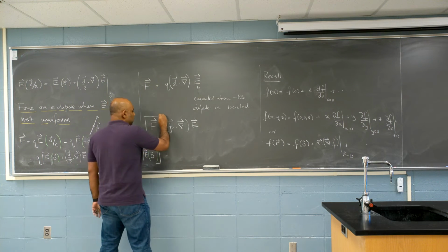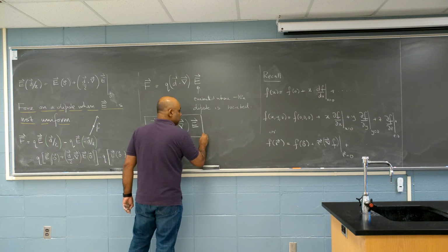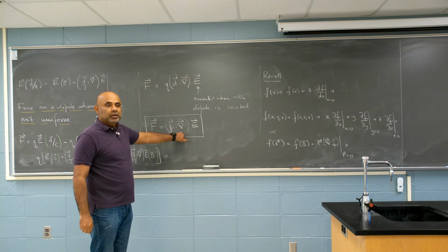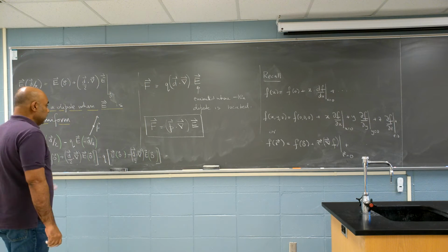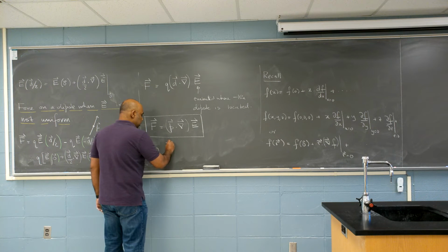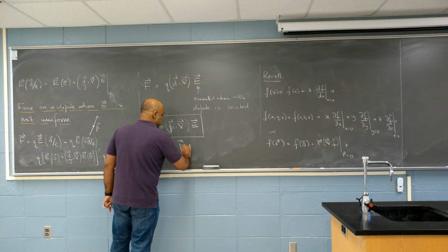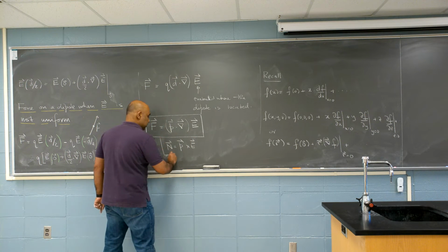This is the force on a dipole. Obviously, when E is not uniform. Because when E is uniform, this goes to 0. And just to remind ourselves, the torque on a dipole, about the dipole, is this.